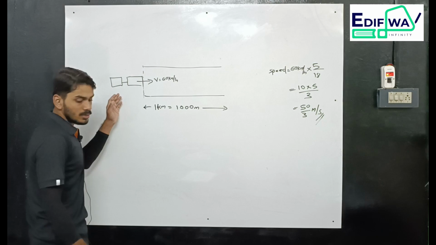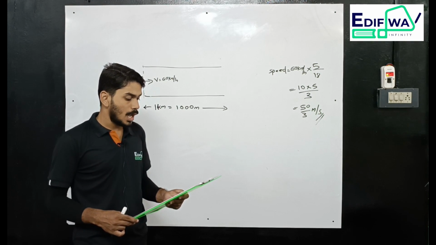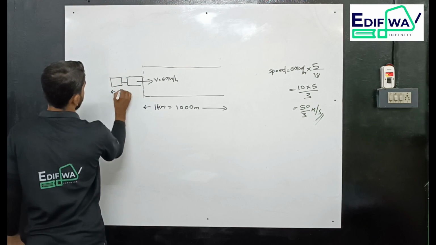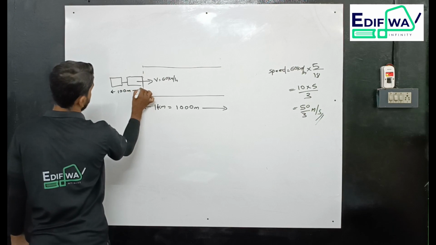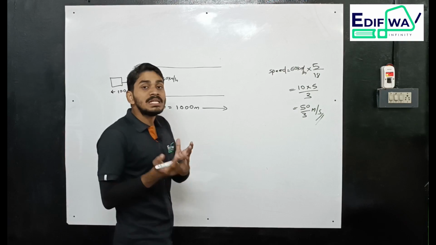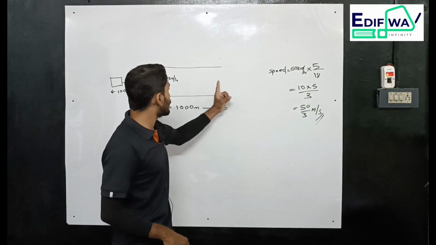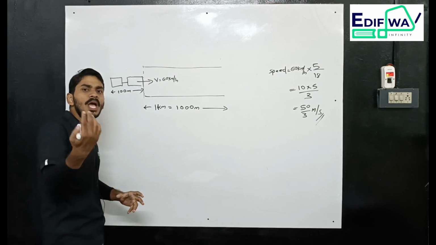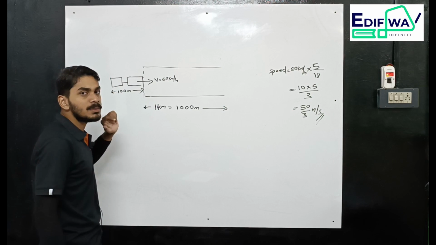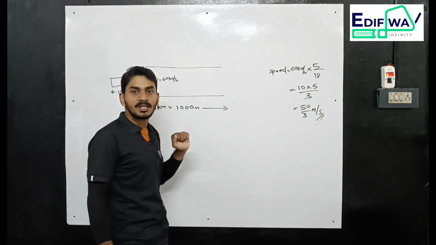Okay, and the length of the train is mentioned in the question as 100 meter. Clear? Now the question is, what is the time taken for this train to cross this bridge? So let me ask you something. What is meant by crossing? Crossing means the train should completely pass this bridge, right?